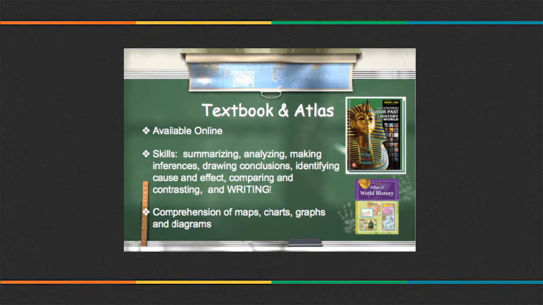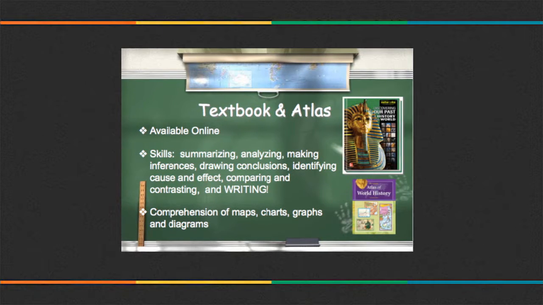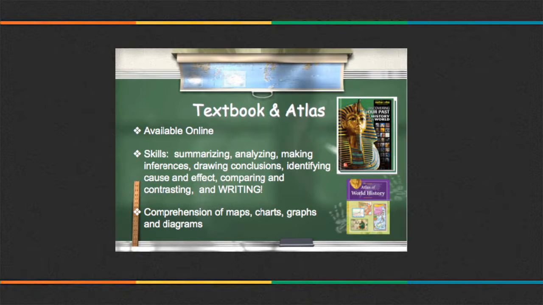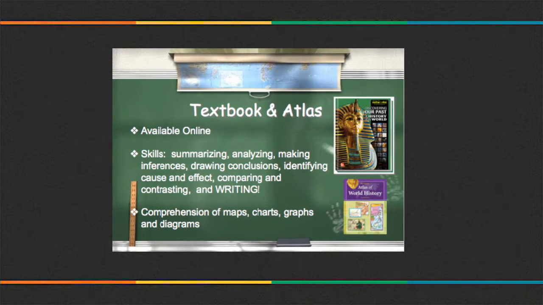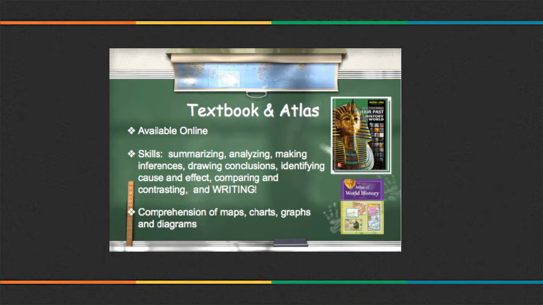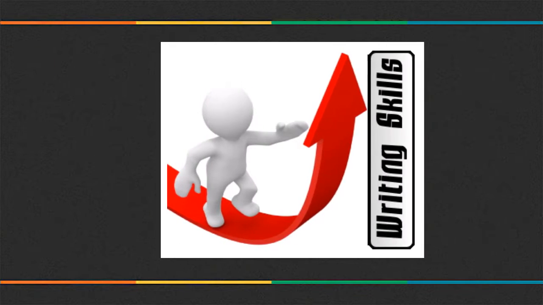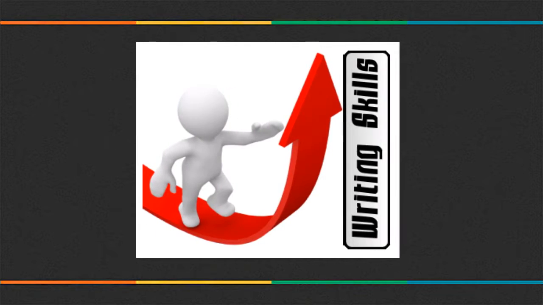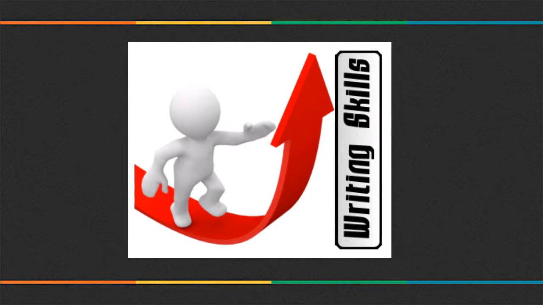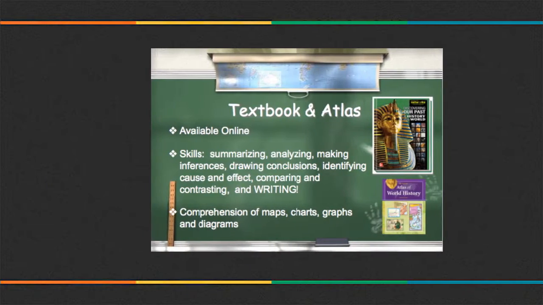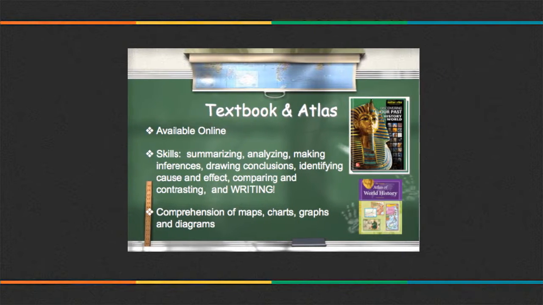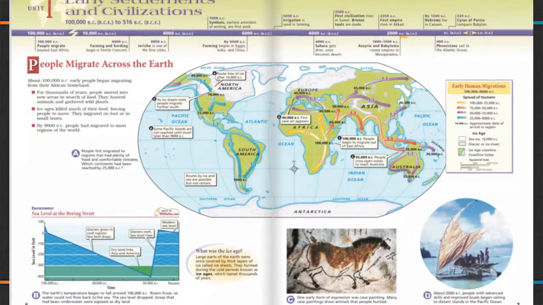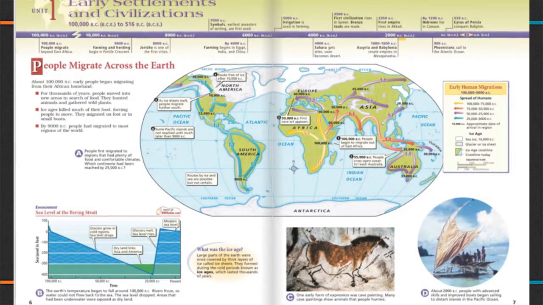As we are reading, we will focus on our literacy skills that include summarizing, analyzing, making inferences, drawing conclusions, identifying cause and effect relationships, comparing and contrasting, and writing. Our writing skills will increase dramatically this year as both ELA and social studies focus on thesis development and citing evidence. We also have an Atlas of World History that helps us develop the skills necessary to read and understand maps, charts, graphs, and diagrams.